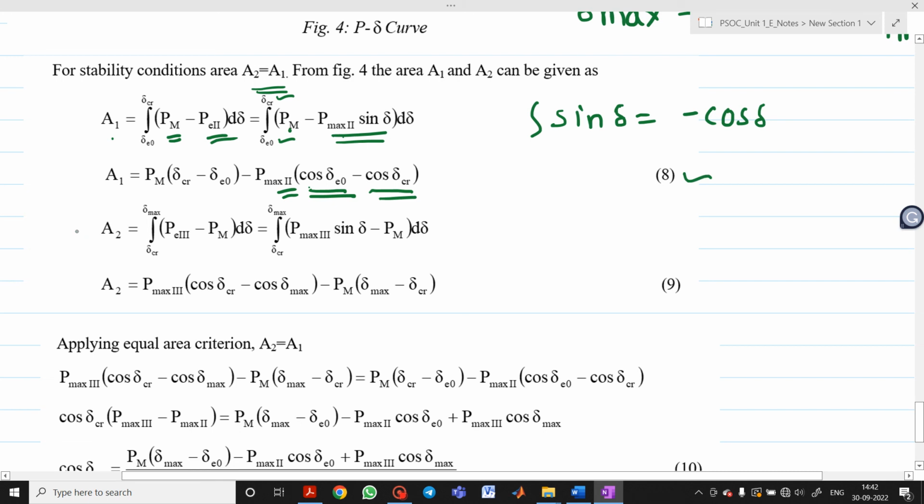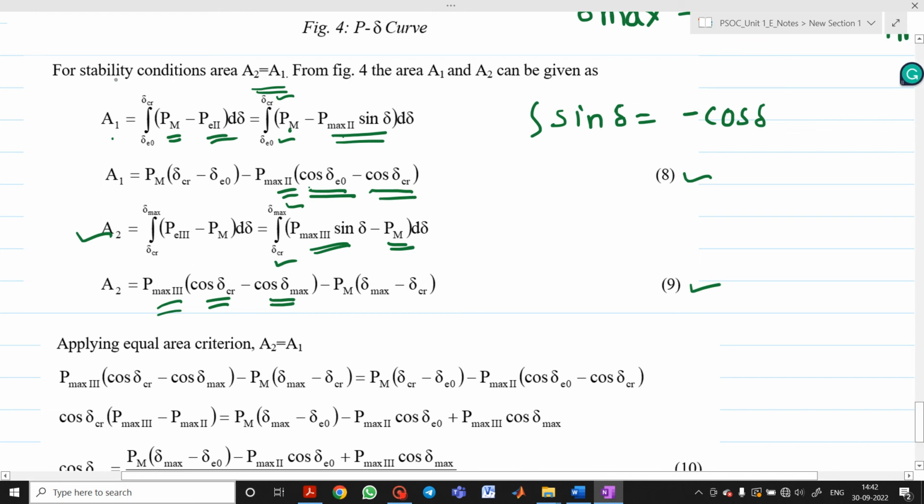Similarly, we can write the expression for A2. It is PE3 minus PM d delta. PE3 means Pmax3 sin delta minus PM d delta. So Pmax3 I will take common. Integration of sin delta, again it is minus cos delta. Upper limit will be minus cos delta max, minus minus plus becomes cos delta CR, minus PM upper limit minus lower limit, delta max minus delta CR. Treat this as equation number 9.